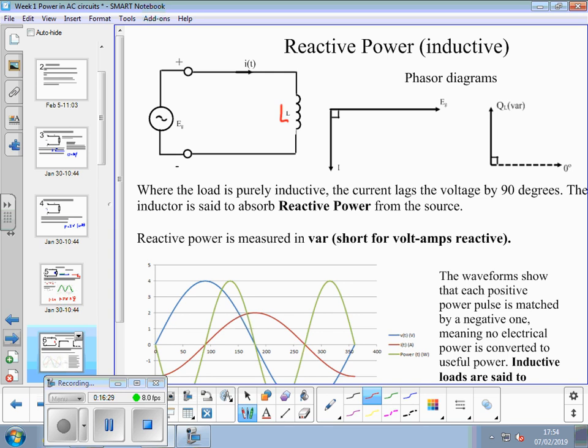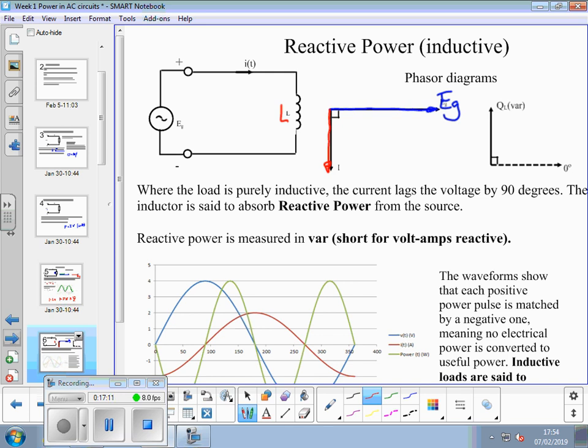What we get from that is a current and a voltage that are 90 degrees out of phase with each other. So on this diagram, I've used blue for voltage. So there's our voltage, EG, and that produces a current that is in red on our diagram down there. It's 90 degrees out of phase with the voltage.